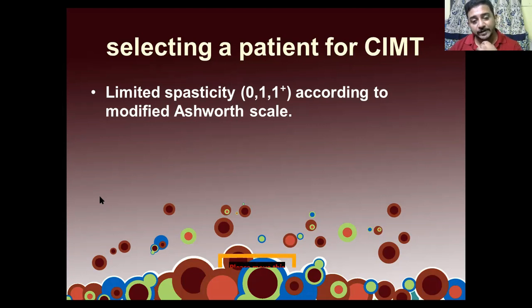That is, it should be at least 0, 1 or 1 plus, because patients may present in later stages of stroke, like in a very chronic stroke where even passive movement is difficult in the upper extremity. For those patients, if you do constraint induced movement therapy, that is going to result in no recovery or the patient becoming very psychologically depressed.